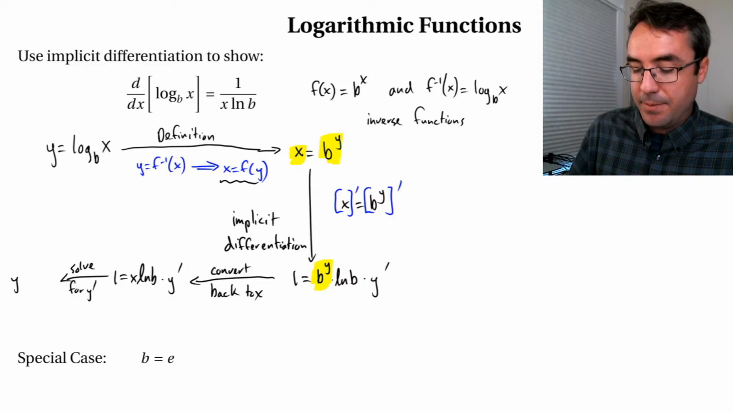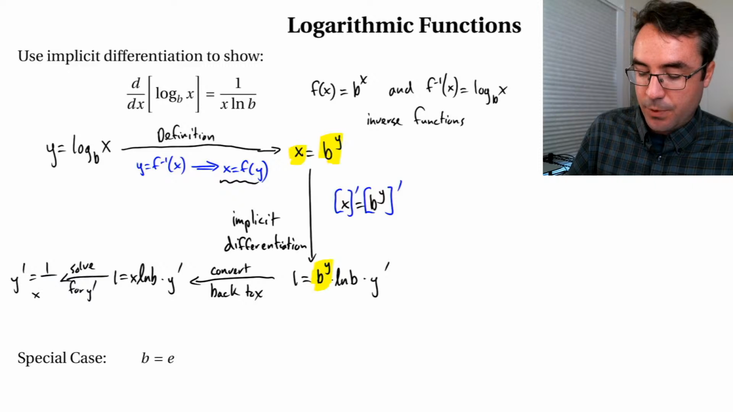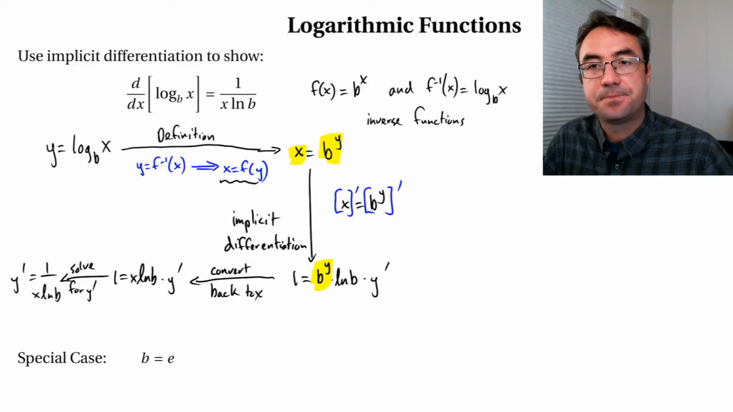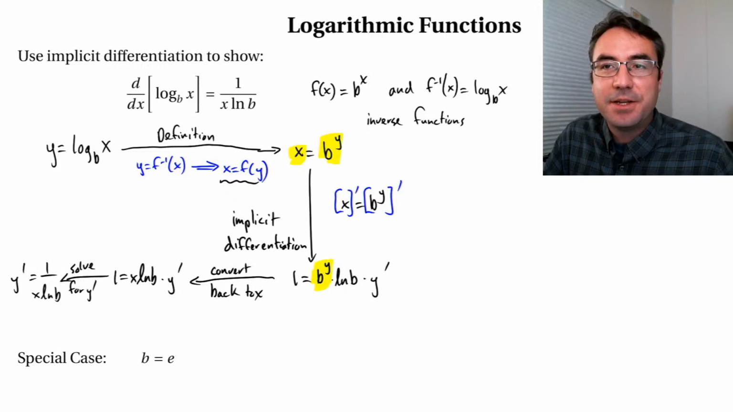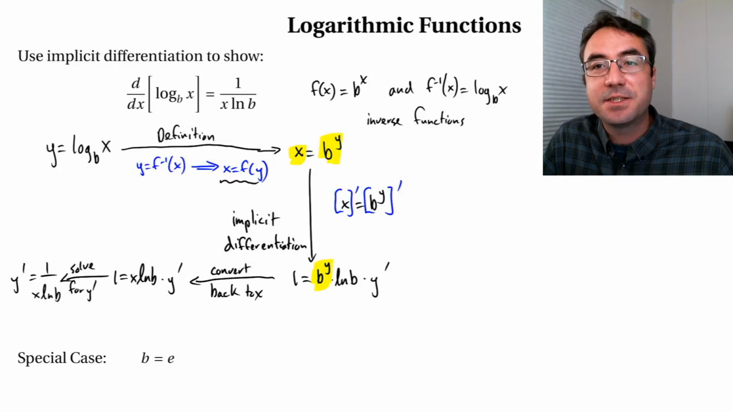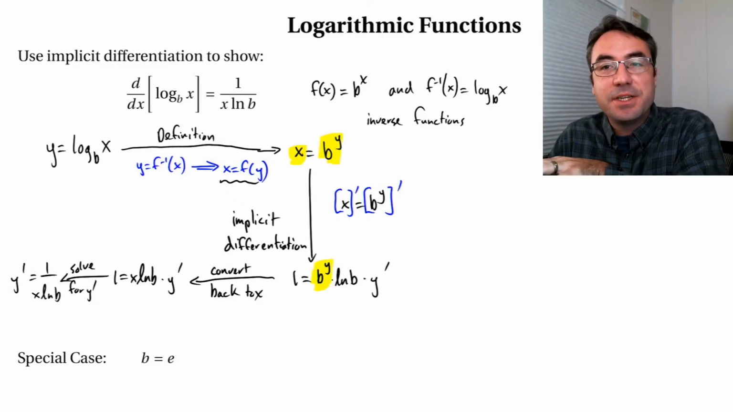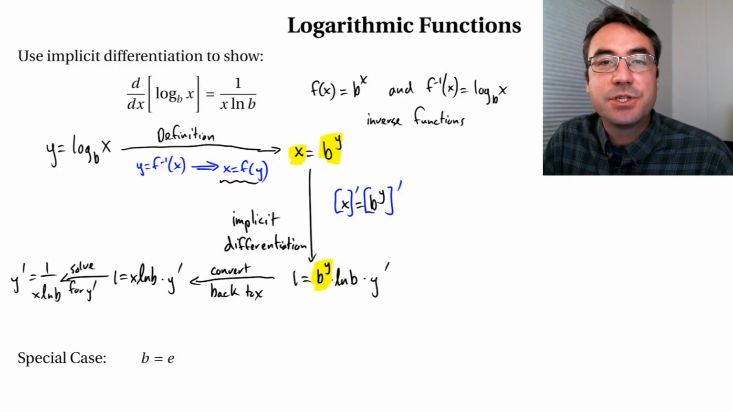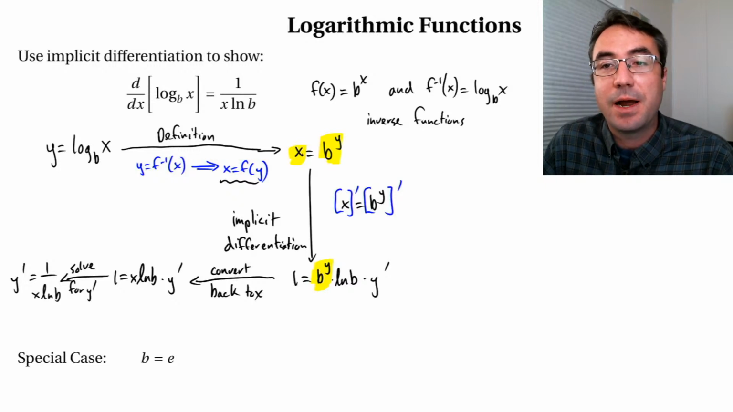And we get y prime is equal to 1 over x natural log b. Just what we would expect. So it's kind of fun. It really relies on a lot of techniques here in order to get these derivatives. But the process is kind of fun. We're using the definition of inverse function, some implicit differentiation, and then we're just converting back to x, and then solving for y prime.